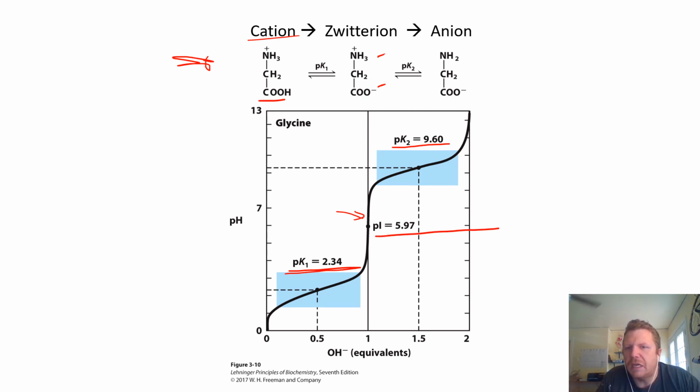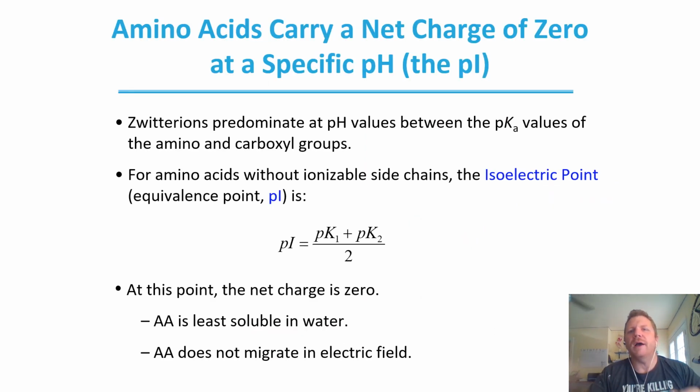That is known as the pI, or the isoelectric point. Being able to calculate that is fairly simple, and we'll get to that in a little while, but it's an important point to note. That is the point at which the molecule has an overall charge of 0. It also happens to be the zwitterionic form, where you have a positive group and a negative group on the same molecule. So amino acids carry a net charge of 0 at a specific pH. That is known as the pI.